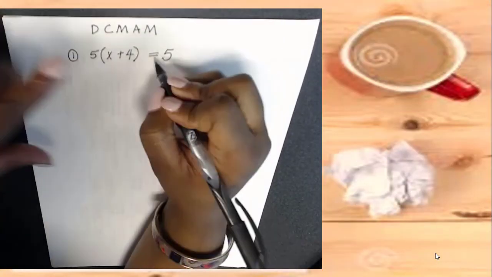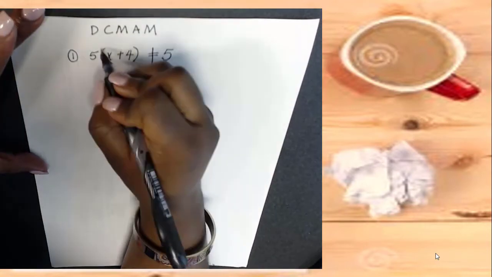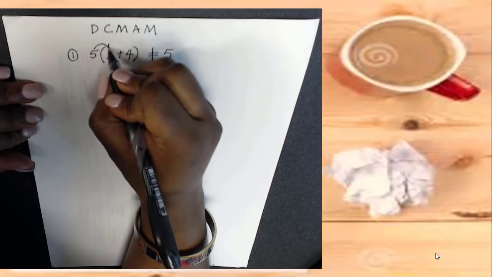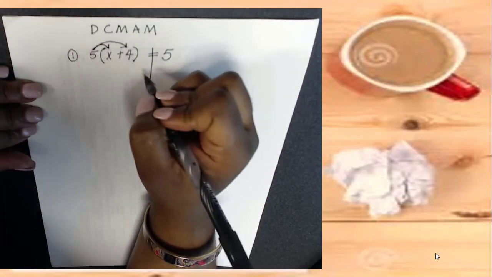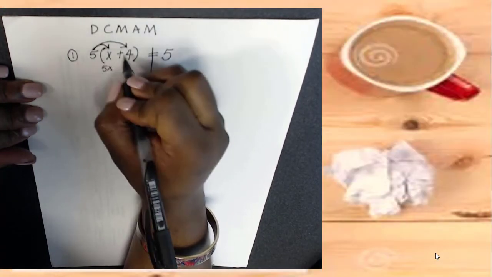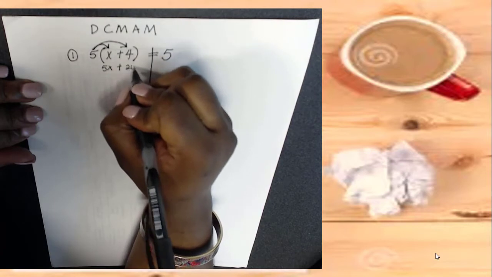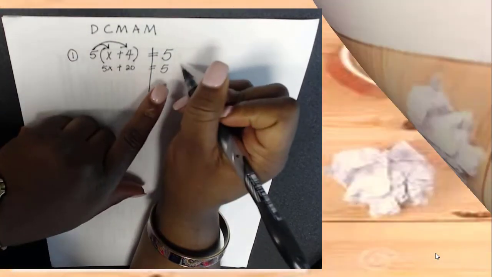To begin the problem, we're going to draw our line down the equal sign. And we're going to distribute this positive 5 to the x as well as to the positive 4. So 5 times x is 5x. 5 times positive 4 is positive 20. Bring everything else down. Can we distribute on the right side?